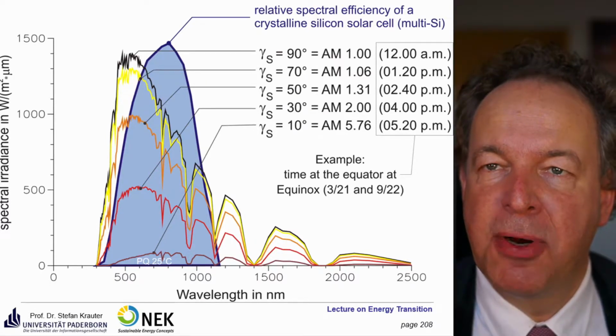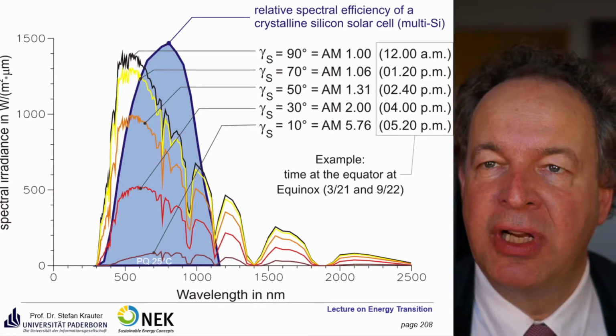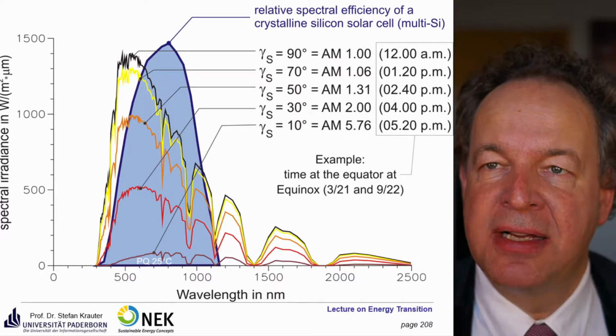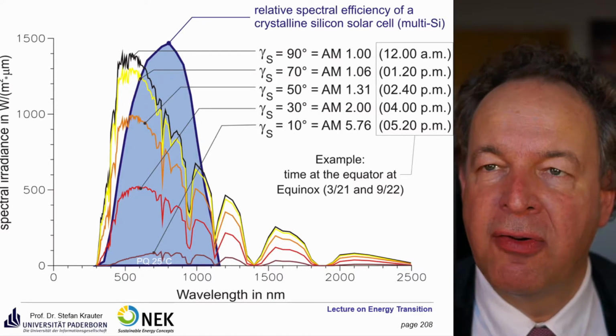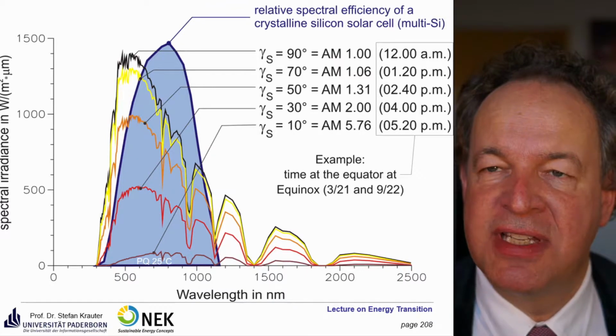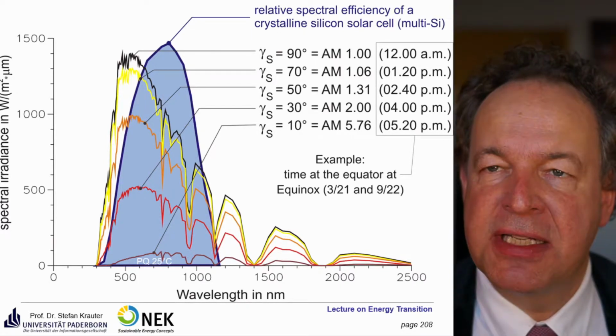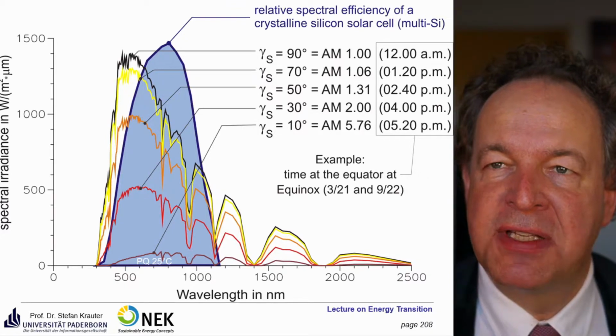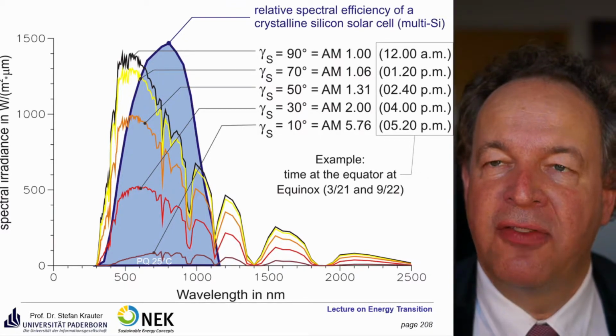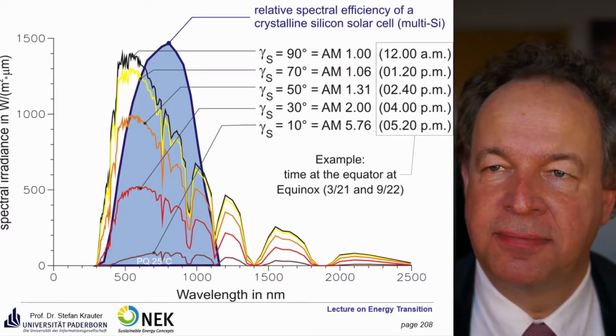the sun shines perpendicular and the spectrum has a large bluish part, while if you go towards sunset, for example at 5:20 p.m., you only have an elevation angle of the sun, gamma S, of 10 degrees or equivalent air mass 5.76. Then the spectrum is shifted more towards red color, towards longer wavelength. The intensity is much less, but spectrally it fits much better to the spectral efficiency of a silicon solar cell.